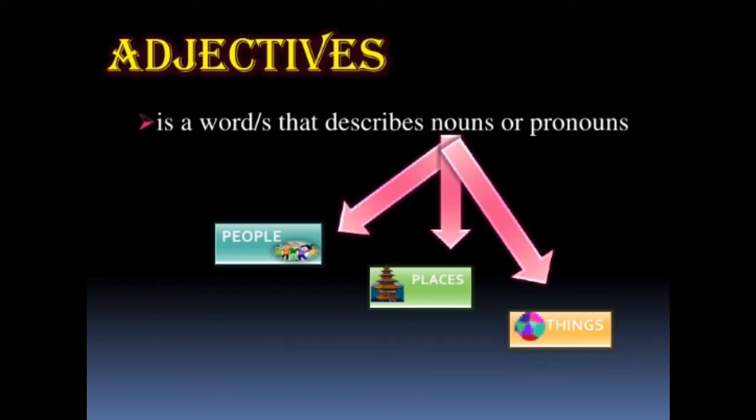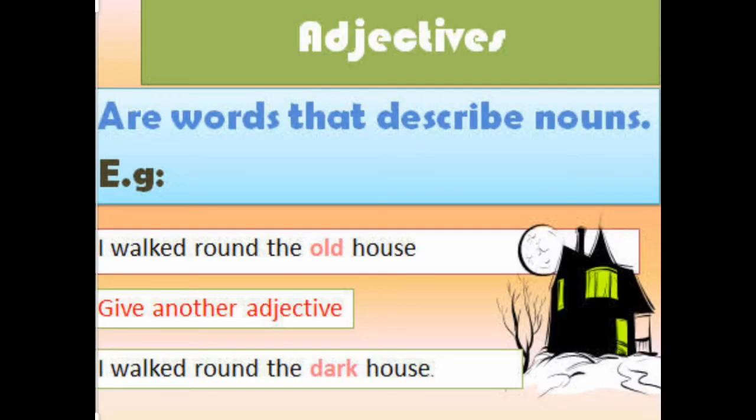Let's take some examples. I walked round the old house. Now here the noun is house. Okay, it's a thing. Noun is house. Old house. House कैसा था? Old. So the word old is telling us about the house, about a noun. That's why old is an adjective here.